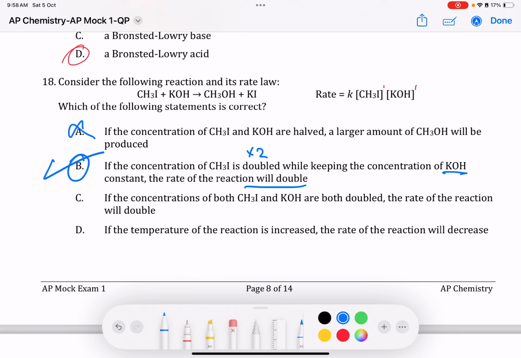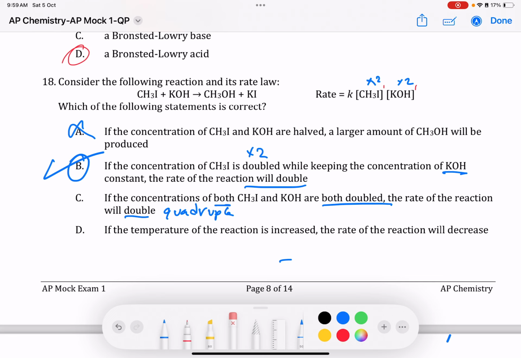Now let me just go through the other options. If the concentration of both doubled, so if this was doubled and this was doubled, the rate will quadruple, because 2 times 2 is equal to 4. So not double, it will quadruple. This is how we do it: 2 to the power of 1, because we doubled to the same order, equals 4. This is how we know that the rate will quadruple.